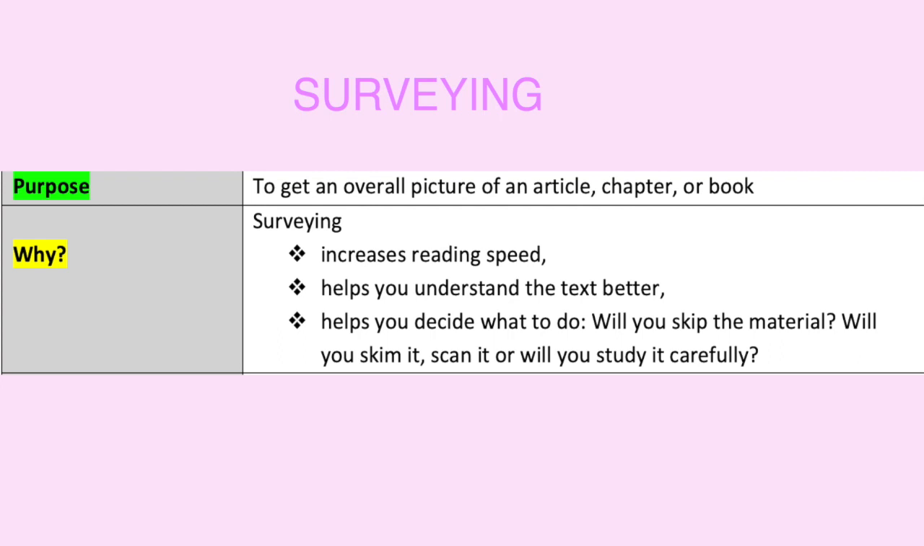Surveying means taking a broad look at a text, chapter, a book, and so on. And the purpose is to get an overall picture of an article, chapter, or book. So why do we survey the text? Because it increases the reading speed. It also helps you understand the text better. Plus, it helps you decide what to do with the text.